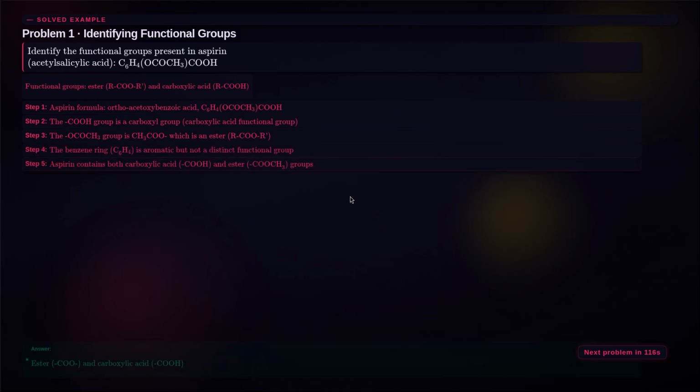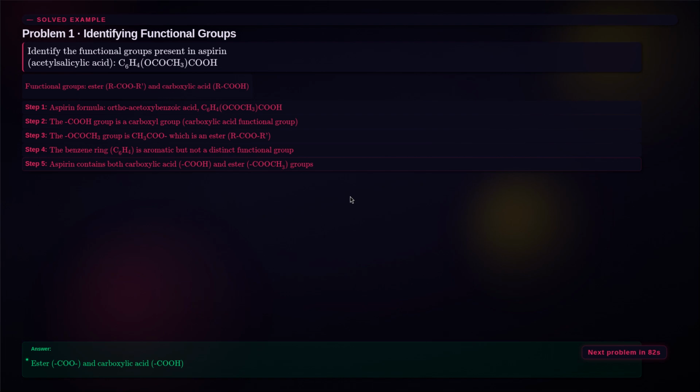Problem 1. Identifying functional groups. Identify the functional groups present in aspirin, also known as acetylsalicylic acid, with the formula C6H4OCOCH3COOH. Step 1. Aspirin is ortho-acetoxybenzoic acid, C6H4OCOCH3COOH. Step 2. The COOH group is a carboxyl group, which is the carboxylic acid functional group.